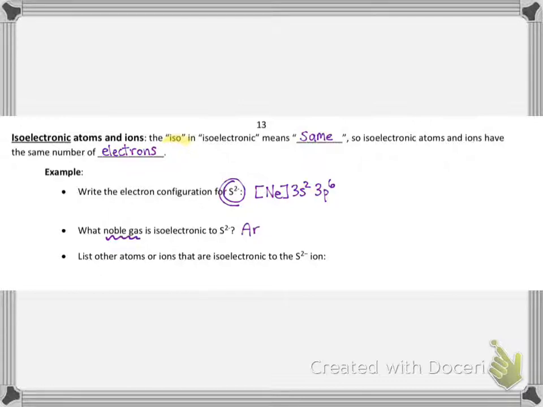So the very last thing you're going to do before you're free is you are going to identify a couple of atoms or ions that are isoelectronic to S2-, other of course than argon. So take a moment, use your periodic table, and try that. When you're ready to check, unpause the video.